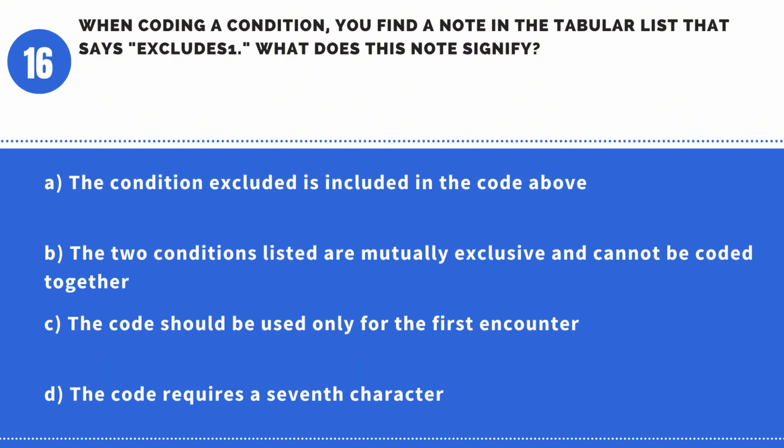Question 16. When coding a condition, you find a note in the tabular list that says excludes 1. What does this note signify? A. The condition excluded is included in the code above. B. The two conditions listed are mutually exclusive and cannot be coded together. C. The code should be used only for the first encounter. D. The code requires a 7th character.